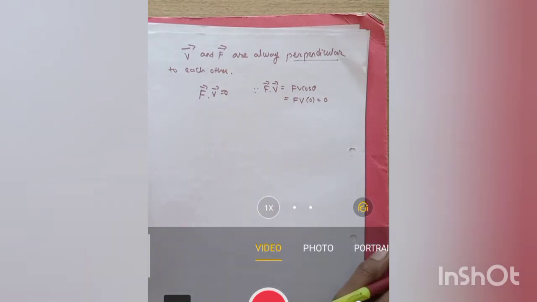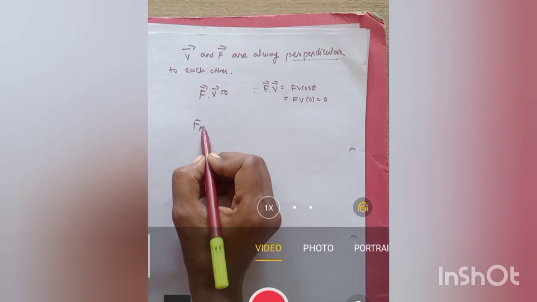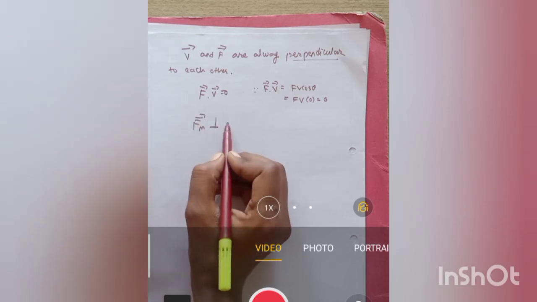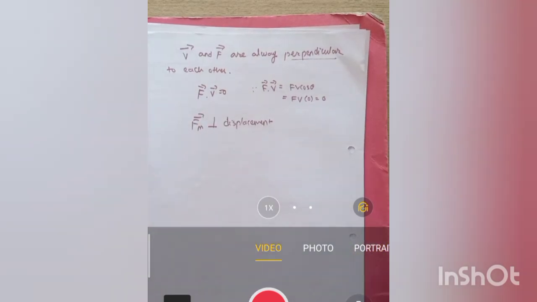Magnetic force Fm is perpendicular to displacement, and that's why the magnetic force never does any work. Magnetic field never does any work on charge. It just changes the direction of motion of the charged particle, but never affects the speed.